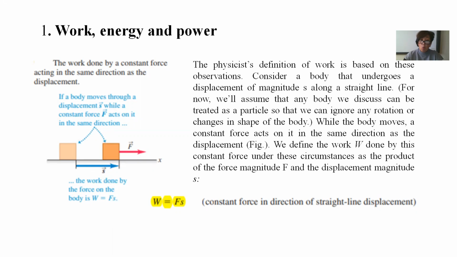We define the work done by a constant force as the product of the force magnitude F and the displacement magnitude S. This is the formula for a constant force in the direction of straight line displacement. And the unit of work is the joule, and 1 joule equals 1 Newton multiplied by 1 meter.